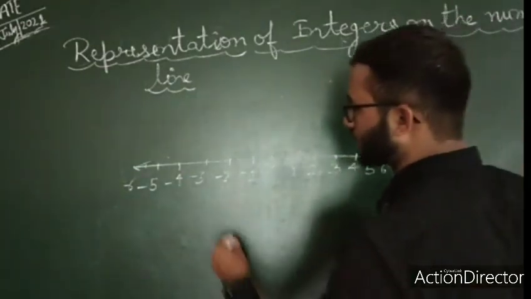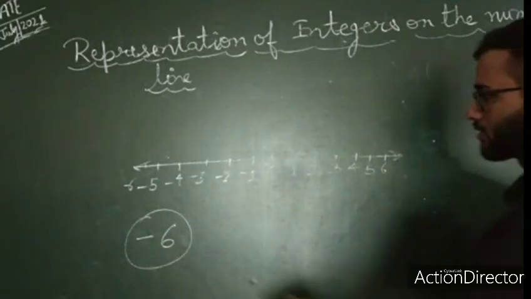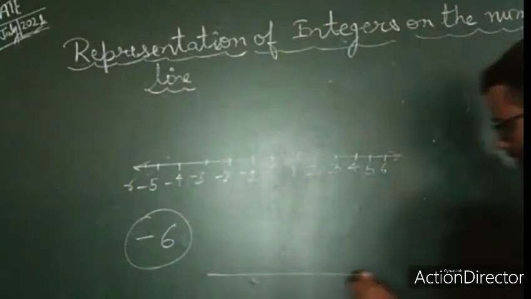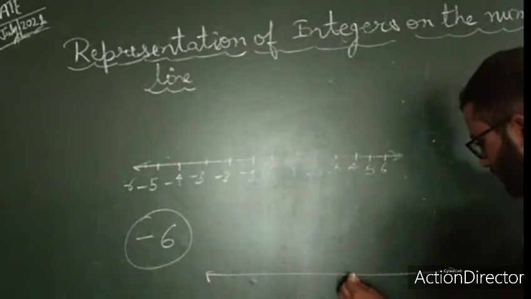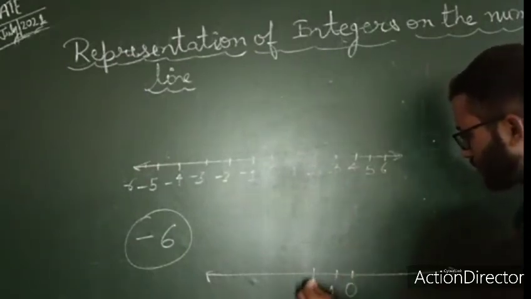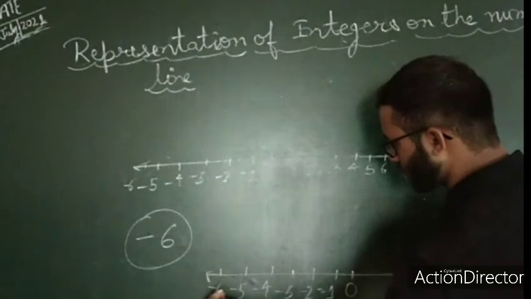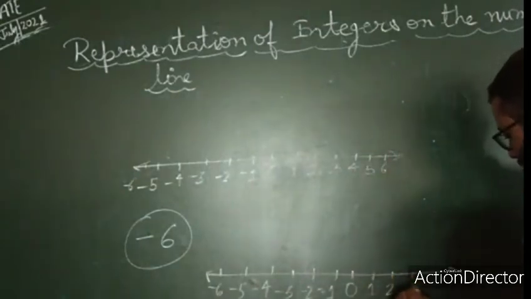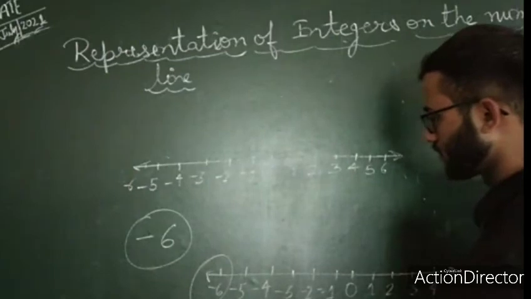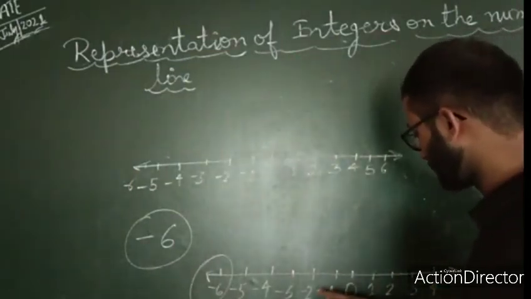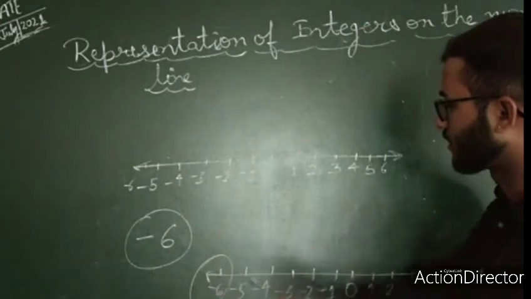So here we take one example, like minus 6. Okay. So here we represent this minus 6 on the number line. So here we first draw the number line. So where is minus 6 here? So here. Okay. So here is minus 6. Like here we count like this: minus 1 from the left-hand side of the 0. Minus 1, minus 2, minus 3, minus 4, minus 5, minus 6.